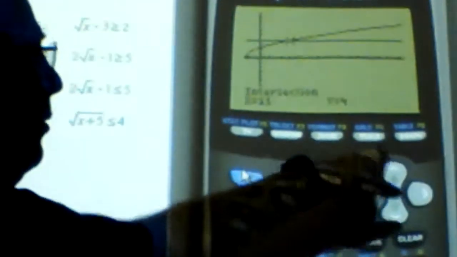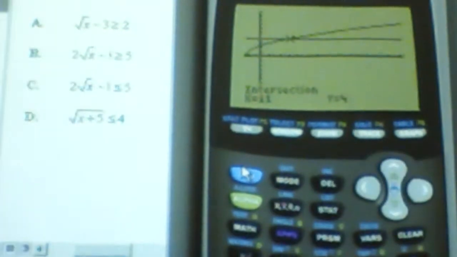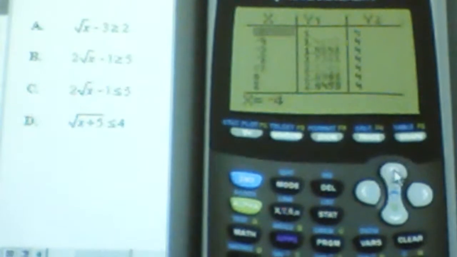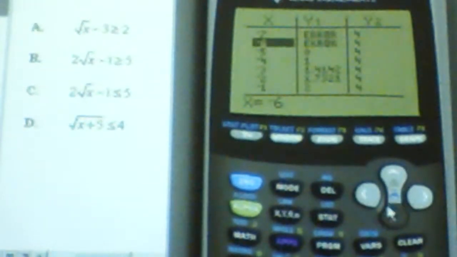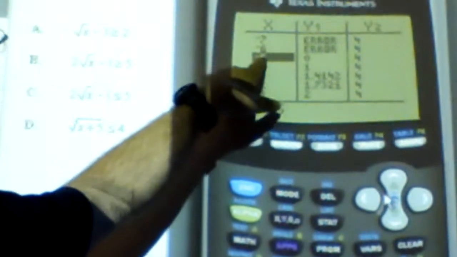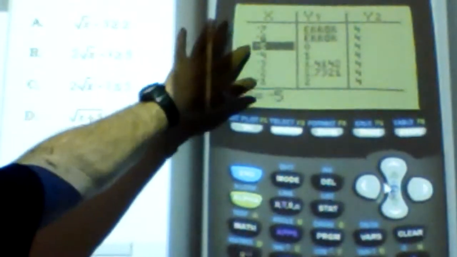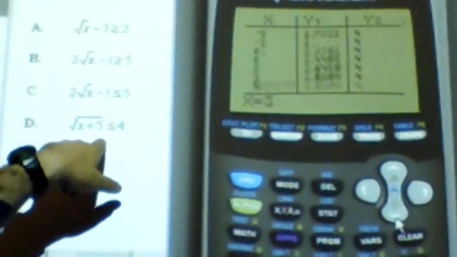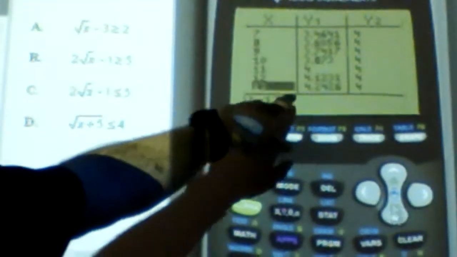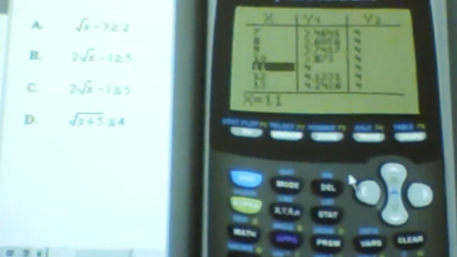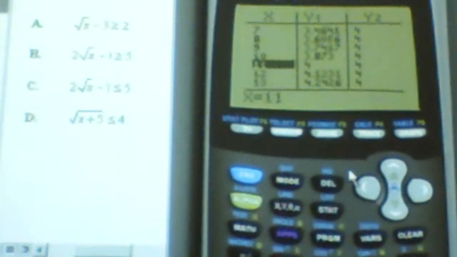And then to find the left side of the interval, we go second table, and we arrow up until we get an error. Here's our error at -5, -6. -5 is the leftmost point, so we'll go from -5 until 11, where we have that other intersection. And that's it. That's the domain by using a calculator.